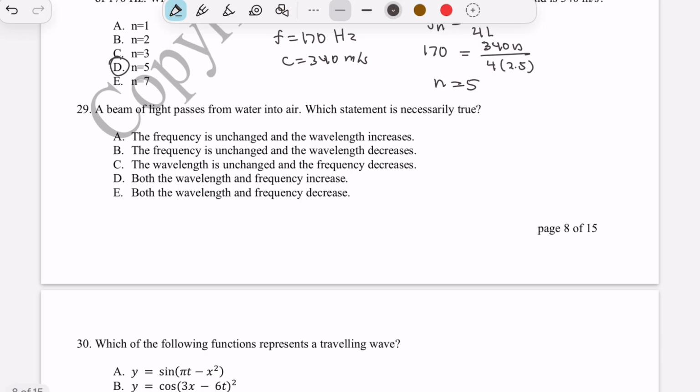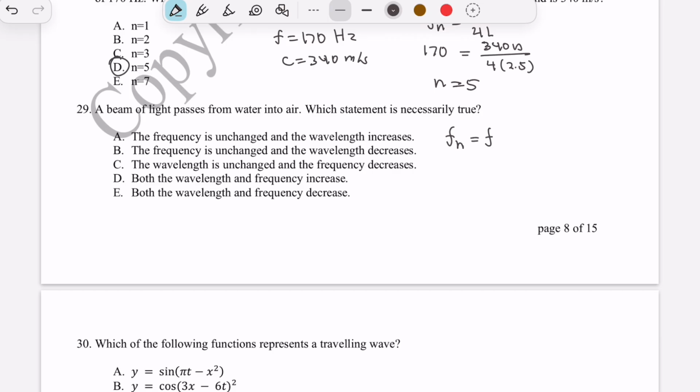29. A beam of light passes from water into air. Which statement is necessarily true? So we're being asked how the frequency or the wavelength changes. So as we know, Fn equals F. Frequency never changes based on the medium. It only is affected by the source. So frequency is always unchanged.